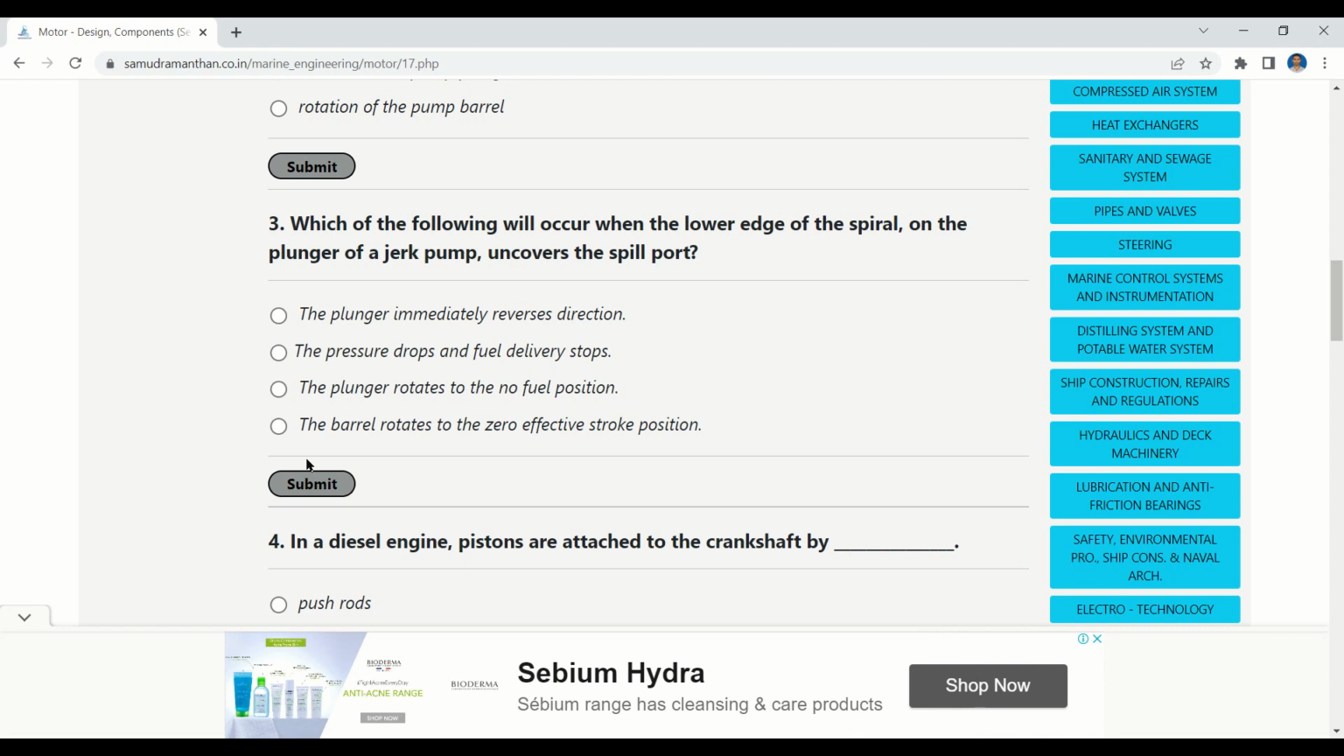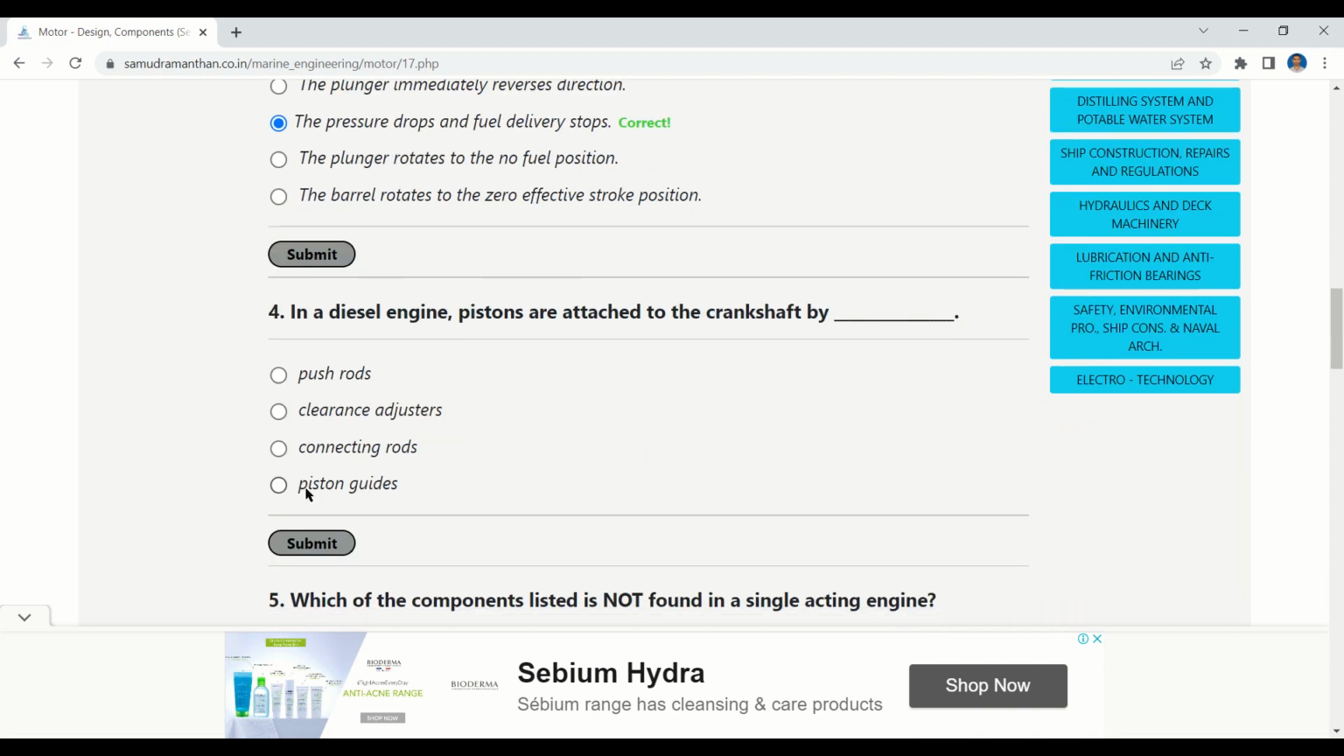Our next question is which of the following will occur when the lower edge of the spiral on the plunger of a jerk pump uncovers the spill port? When the jerk pump uncovers the spill port, there is no delivery of the fuel. So let's check the options given. The plunger immediately reverses direction, the pressure drops and fuel delivery stops, the plunger rotates to the no fuel position, the barrel rotates to zero effective stroke position, and the correct option should be the pressure drops and the fuel delivery stops.